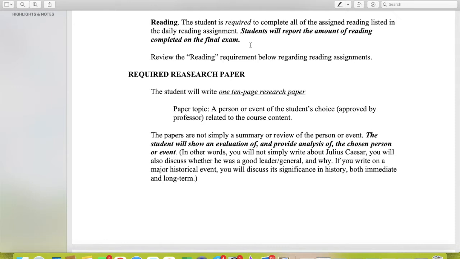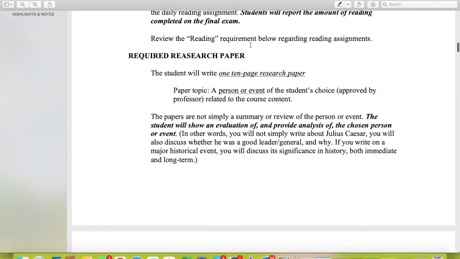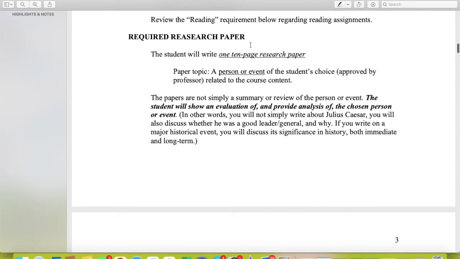If you say you read 90% of the reading, you will get a 90% for your reading grade. If you say 100%, you'll get 100% for the reading grade. If you say you read 25%, you will get 25% for your reading grade. I'm glad you're honest, but we have to read. It's a requirement for this course.